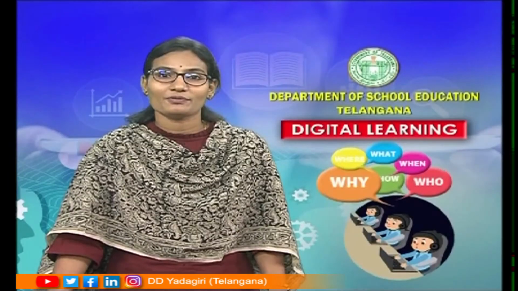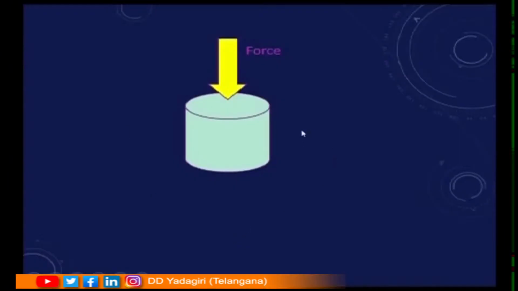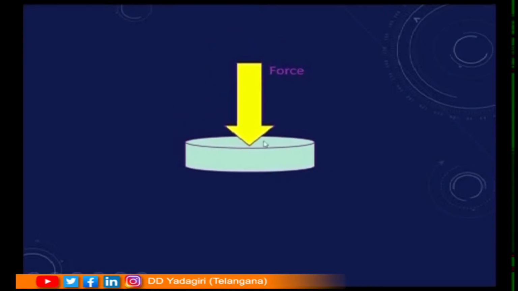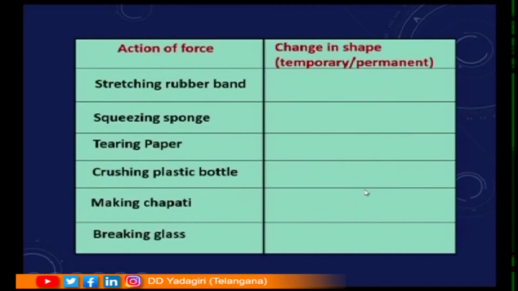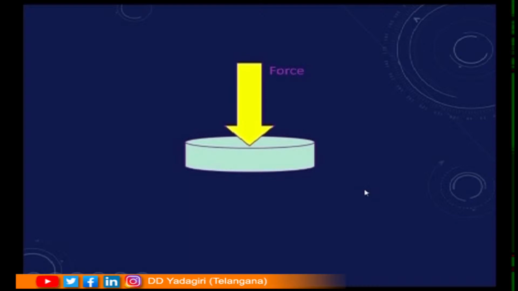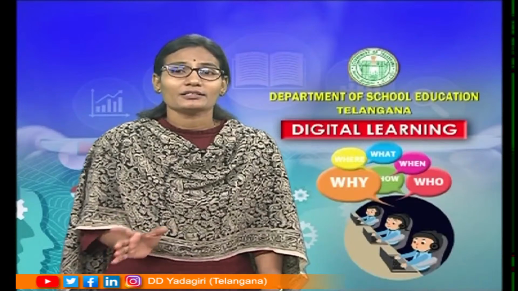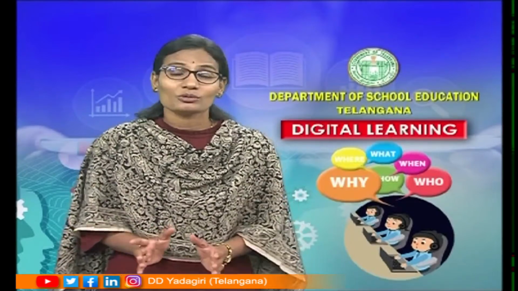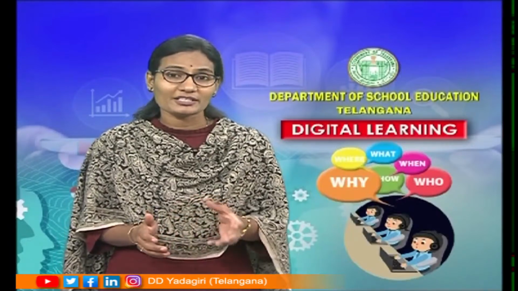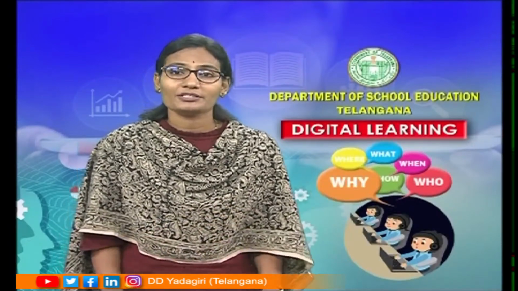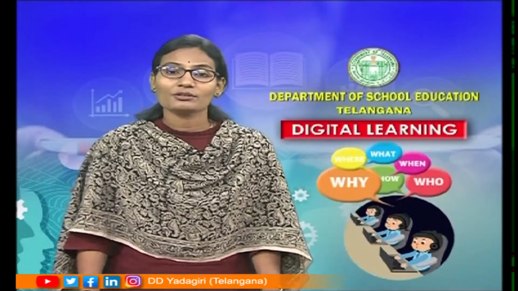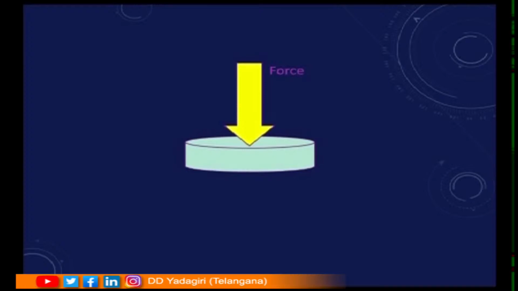Observe this picture, children. When force is applied on this cylinder, the dimensions change: the radius is increased and the length is decreased. Means by the application of force, not only the state of motion of an object changes, but also the shape and dimensions. These changes may be permanent or temporary. So you have to observe whether the change is temporary or permanent. We have a table given in your textbook, and also in the worksheets which are on the SCERT website.